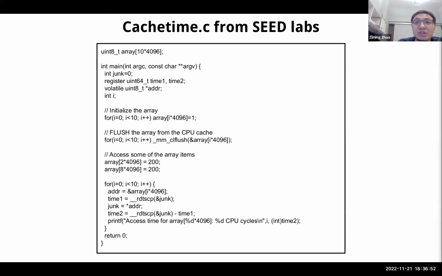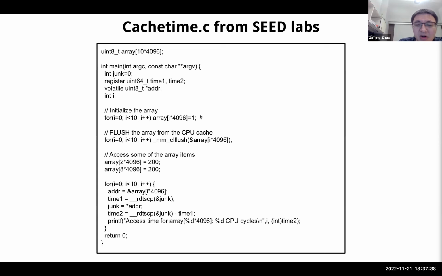Then we flush the array from the CPU cache. So we use a library function, mm_clflush. The instruction eventually used is also called clflush. That's the instruction to flush a cache line. This function takes the address as input. We are just using the very first block of each page. Each page is 4K, 10 pages, but we're only using the first block, which is 64 bytes. We are flushing it out.